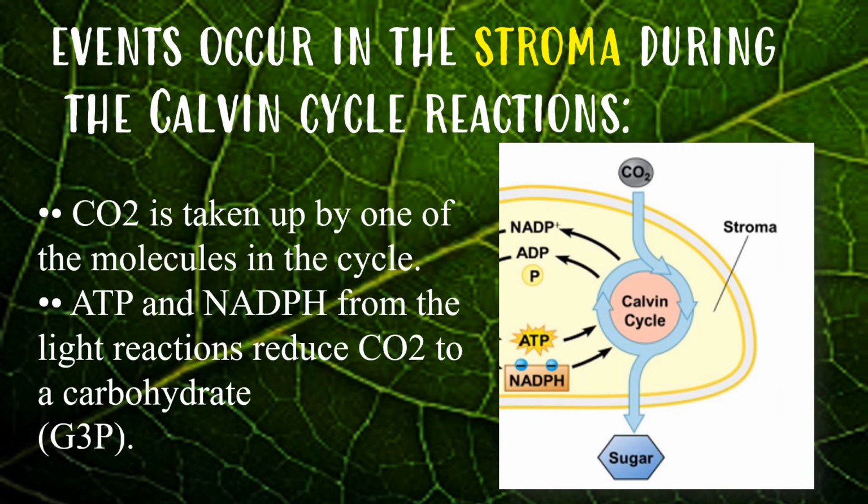So here are the events that occur in the stroma during the Calvin cycle reactions. First, carbon dioxide is taken by one of the molecules in the cycle, and next, ATP and NADPH from the light reactions reduce carbon dioxide to a carbohydrate, the G3P that is called. So we're going to explore more of this in our next lessons.